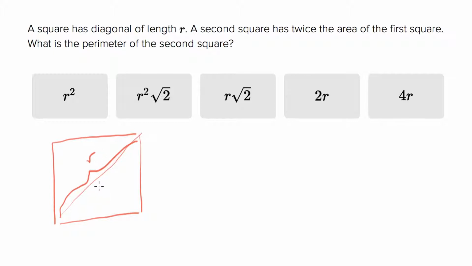A second square has twice the area of the first. What's the perimeter of the second? So what happens when you double the area of a square?